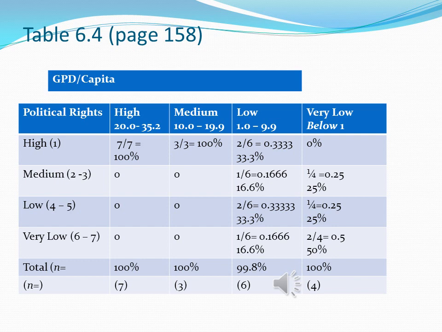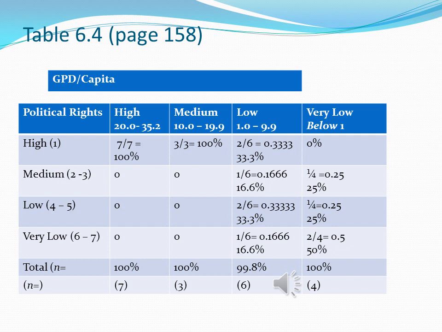Okay, the next column is High, 20.0 to 35.2. Notice what they did here to come up with the 100% on the top. They took the 7 for the high row, and they divided that by the column total, which you'll see at the bottom. You go all the way down to the bottom, which is 7. So they did 7 divided by 7 is 100. And as you carry that down to the total row, that equals 100%.